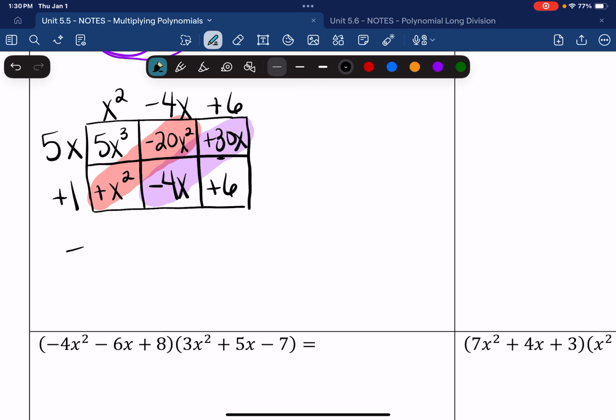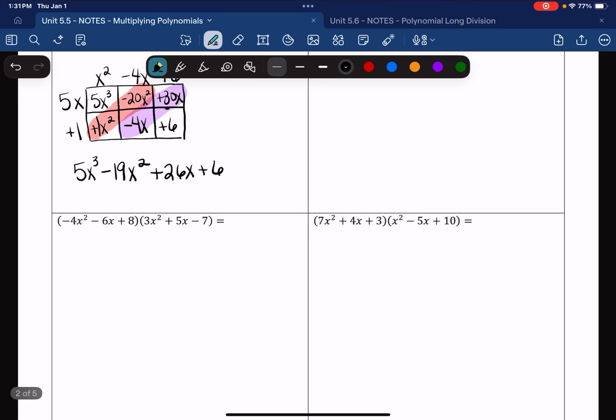So we've got our 5x cubed. We're going to start with that term with the highest exponent. And then I have an x squared minus the 20x squared. Again, remember this coefficient is a 1. So 1 minus 20, or negative 20 plus 1, that's going to give us a minus 19x squared. And then we have our x terms. 30x minus 4x gives us a plus 26x. And then we have our plus 6 on the end. There you go.